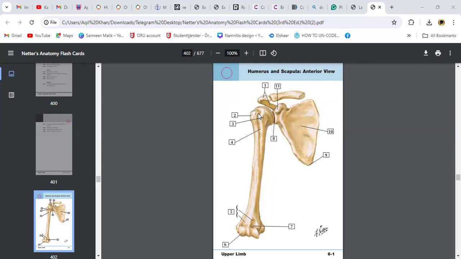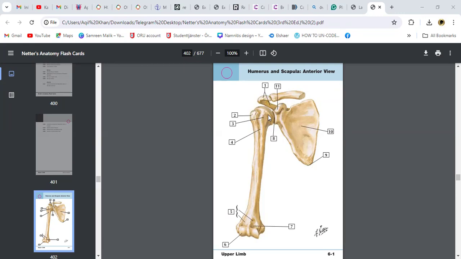First of all, my question was how the shoulder girdle is formed. I'm sure you'll be able to tell me which bones are involved in the formation of the shoulder girdle. What is another name for it? Pectoral girdle, or shoulder girdle. So it's the clavicle, this bone over here, and the scapula, this bone over here. They form the shoulder girdle.